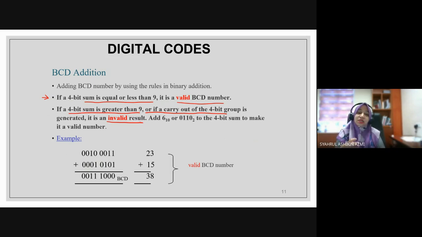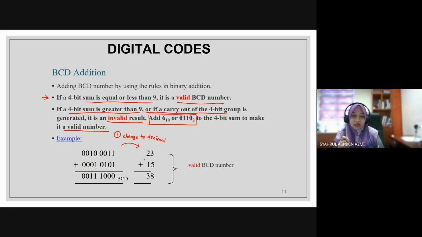So how do we make these invalid results, or invalid additions, become valid? By adding this, which is 0110. Okay, after we add this 0110, then our answer will become a valid BCD number. Okay, so in this example over here, we have these two binary numbers, right? So the first thing is that you need to change to decimal in order to see whether your addition is valid or not. Change to decimal. This will be the first thing that you need to do.